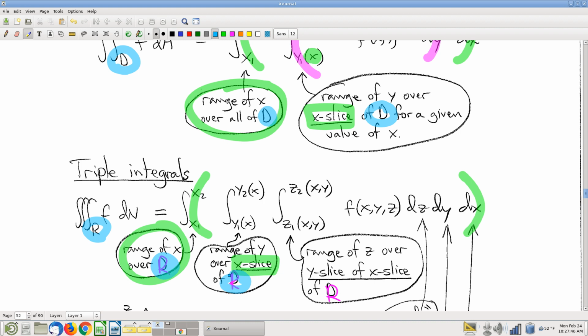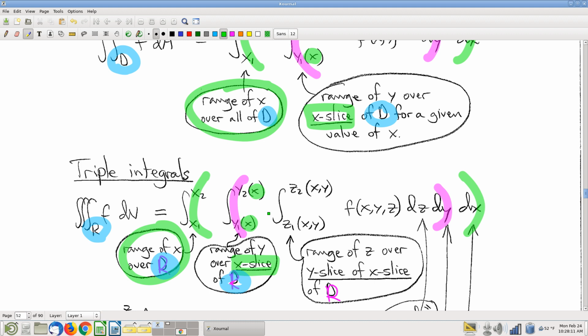And on that x slice of the domain, we'll ask what's the range of values of y on that x slice, again for that specific arbitrary value of x. So those y bounds, just like in double integrals, are going to be functions of x. Okay, we're going to draw the picture in just a moment. Just want to notice the algebraic pattern.